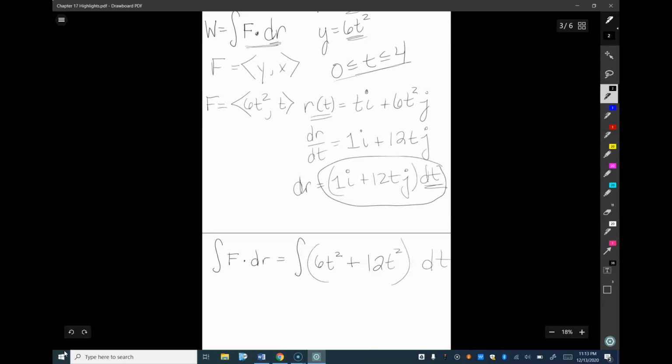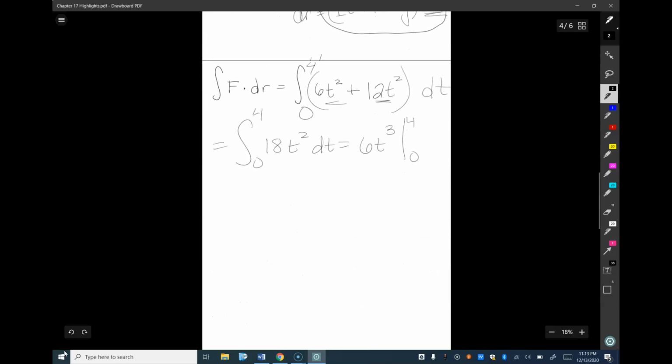The t values we said earlier came from doing our parameterization. It was for t goes from 0 to 4. Well, if I were you, I'd go ahead and add these together before we integrate. That is actually 18t squared from 0 to 4. So the antiderivative is going to be 6t cubed from 0 to 4. Plug in your top number first. So we've got to calculate 6 times 4 cubed. And then subtract what you get when you plug in the bottom number, which is just going to be 0.